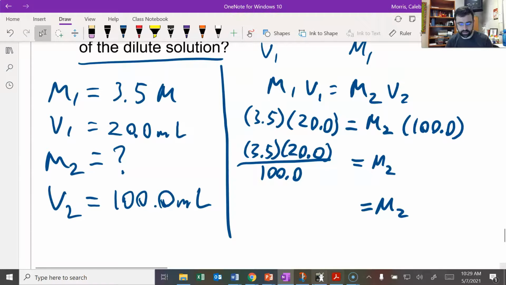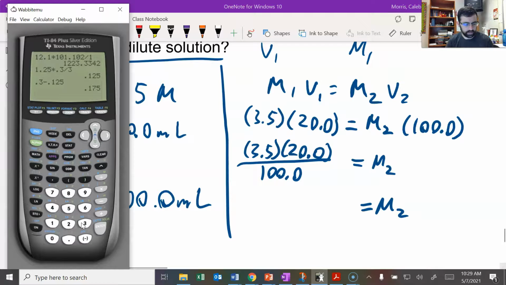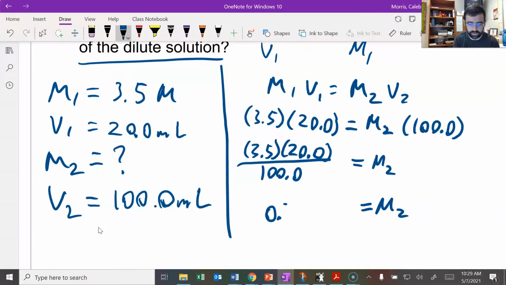Put that in the calculator. Although you maybe could do this using mental math or putting it on paper. You get 70 or 0.7. 0.70 molar. All right, there you go.